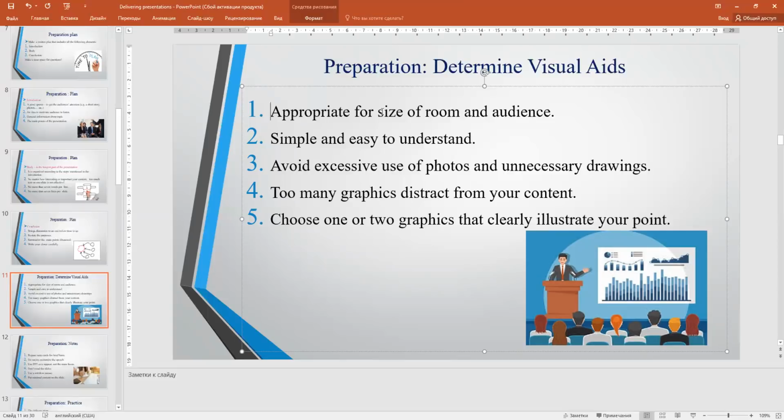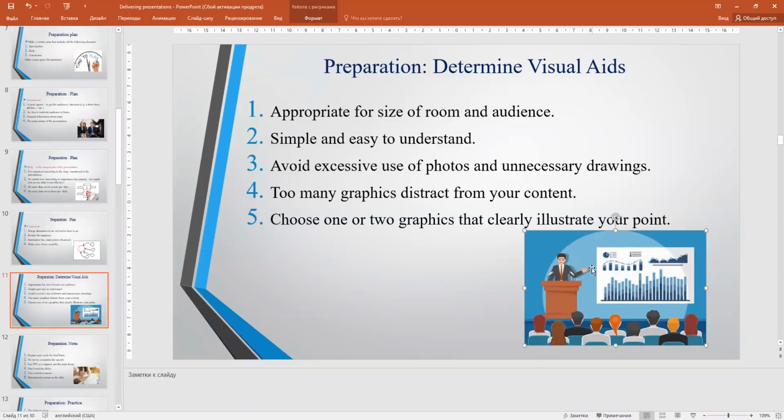The proper size for the appropriate for size of room and audience. So the visual aids should be appropriate for size of room and audience. Okay. For example, as you can see here, I use this image because this image can be suitable for our presentation, because you can see it on the left corner.